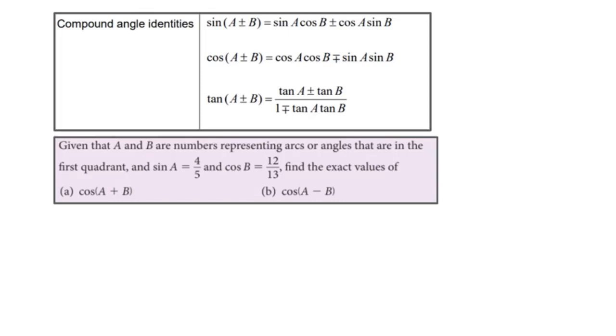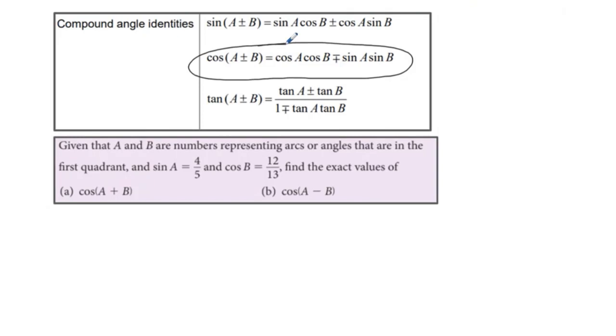Given that A and B are numbers representing arcs or angles that are in the first quadrant, and sine A equals 4/5 and cos B equals 12/13, find the exact values of cos(A+B) and cos(A−B). Right, so we're going to have to use the formulas for cos(A+B) and cos(A−B). They are in here. Both of them, you're going to need to know sine and cos of A and B.